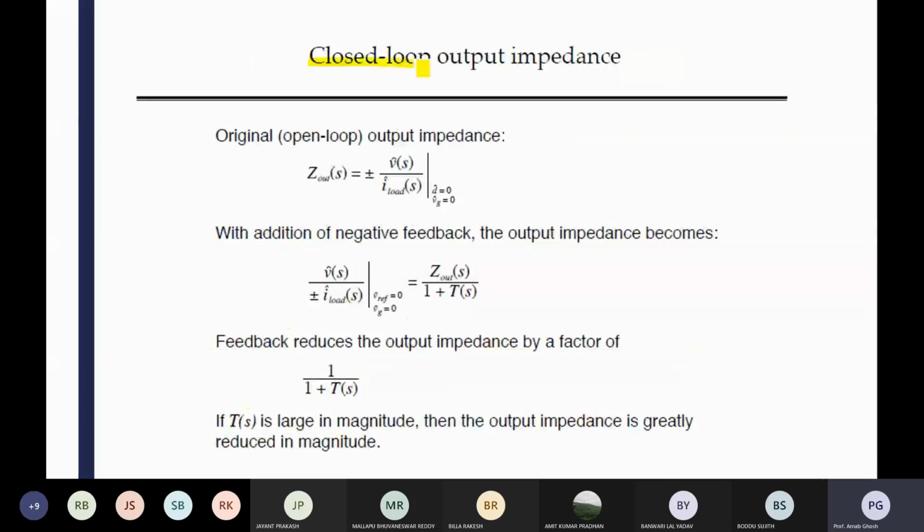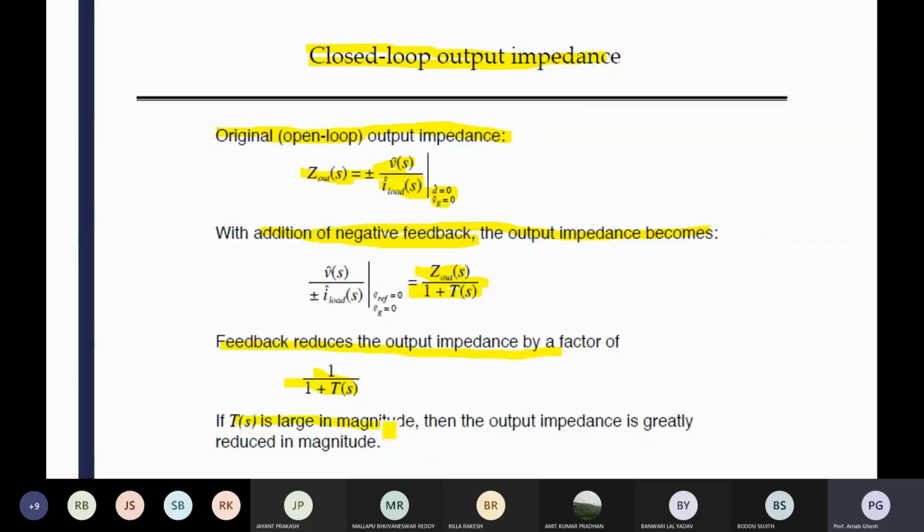Now you can go for the closed-loop output impedance. The original, open-loop output impedance is Z_out = ± V_s by I_load(s), that is your duty and V_g. With the addition of negative feedback, the output impedance becomes Z_out by 1 plus T(s). So feedback reduces the output impedance by a factor of 1 by 1 plus T(s).